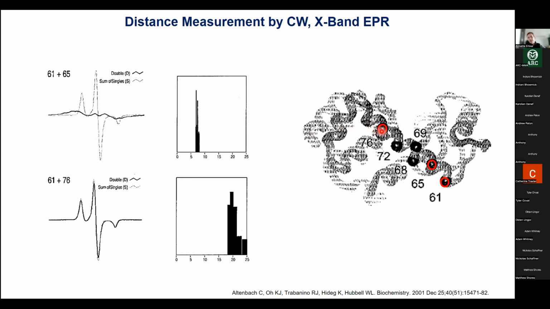If they do the same thing using the two positions that are furthest apart from each other, you can first of all see it by eye. It's actually pretty hard to see the difference, but it's still there and you can fit it, and you get a broader distribution between 20 and 25 angstroms. So that was a proof of principle.